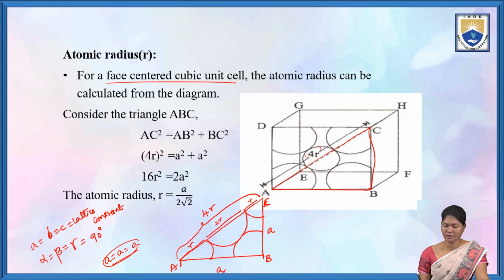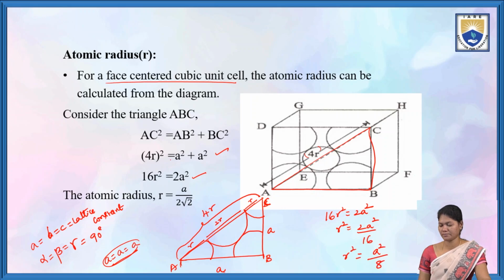AB is equal to a, BC is equal to a. So 4R square is equal to a square plus a square. So 16R square is equal to 2a square. So the atomic radius R is equal to a by 2 root 2. That is, 16R square is equal to 2a square, so R square is equal to 2a square by 16. R square is equal to a square by 8.